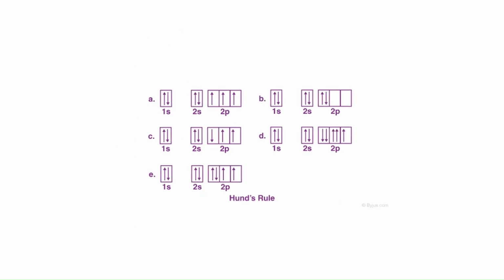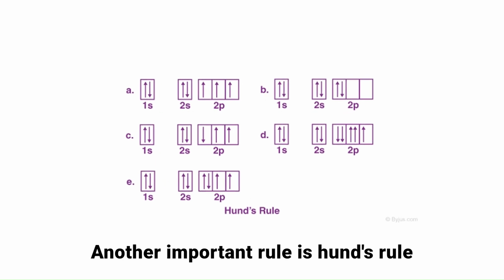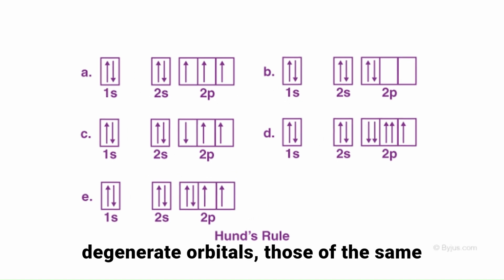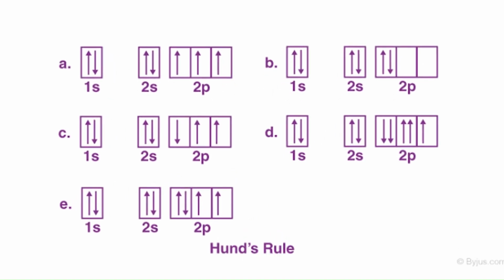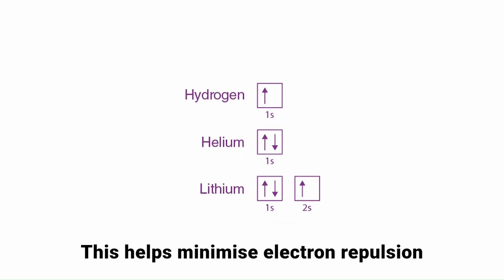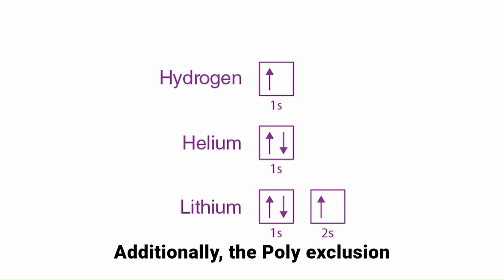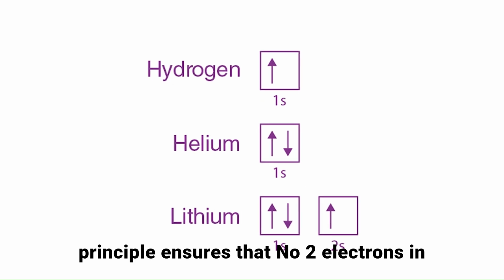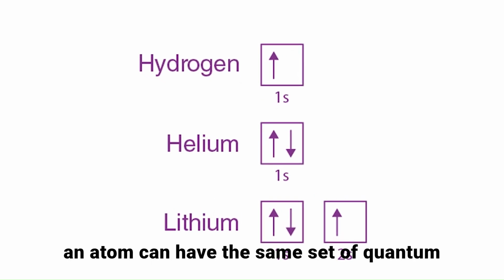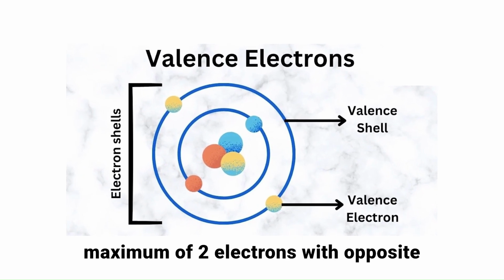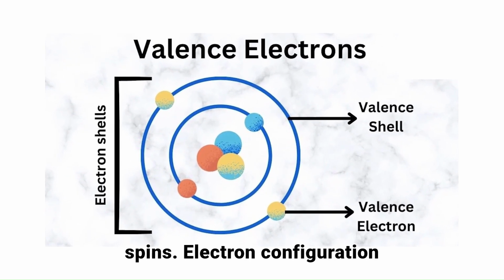and so on. Another important rule is Hund's rule, which states that electrons will occupy degenerate orbitals, those of the same energy, singly before pairing up. This helps minimize electron repulsion and stabilize the atom. Additionally, the Pauli exclusion principle ensures that no 2 electrons in an atom can have the same set of quantum numbers, meaning each orbital can hold a maximum of 2 electrons with opposite spins.